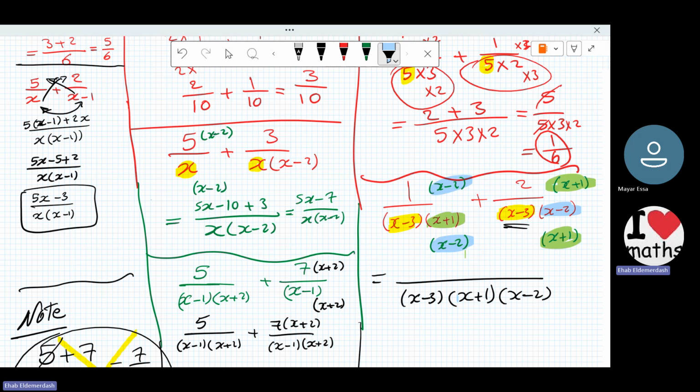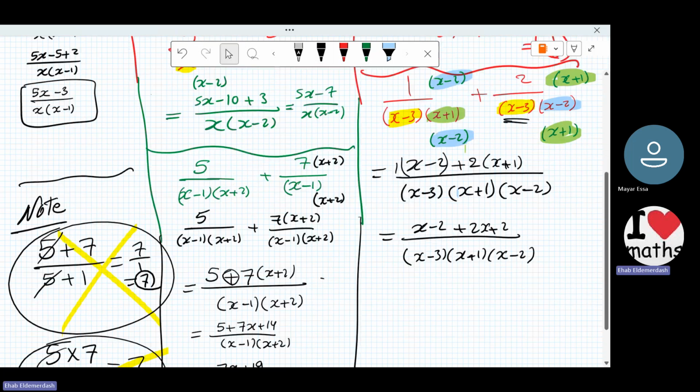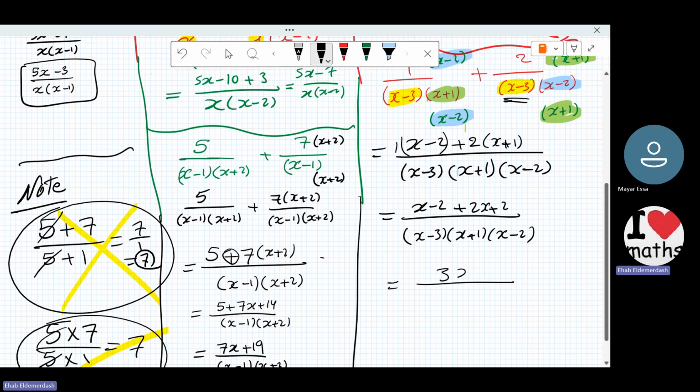So what will be the answer? It will come as x minus 2, then 2 into this bracket: 1 into x minus 2, then 2 into x plus 1. So we get x minus 2 plus 2x plus 2 over the same denominator, which I will not change. So what will be the answer? It is 3x up, minus 2 plus 2 cancel, and the denominator doesn't change.